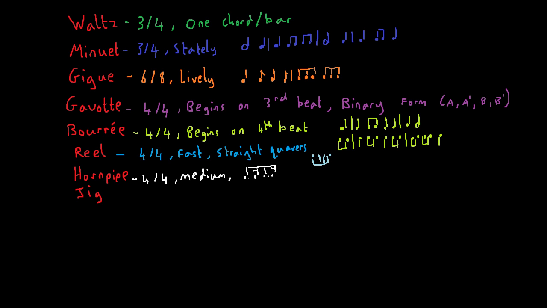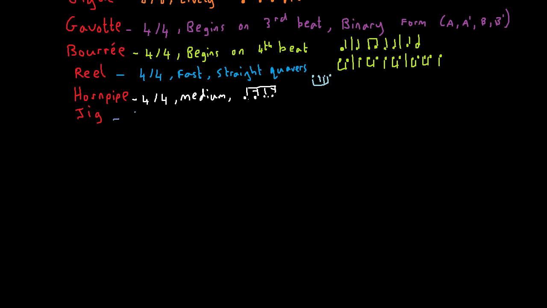Okay, and a jig, you've got several different types of jig. I'm just going to scroll down so that you can see all these. Jig usually tends to be in 6/8 time. You've got what's called a single jig. So a single jig has this rhythm. So it's crotchet quaver is the main rhythm of it.